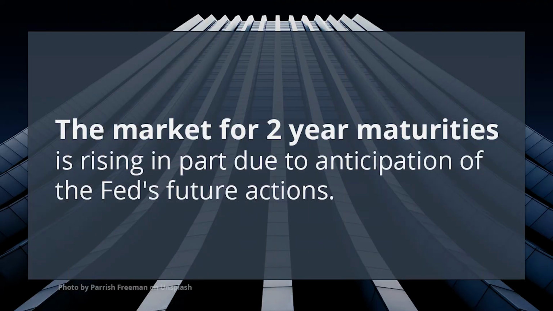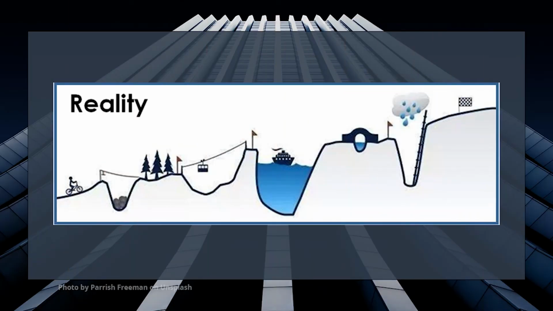Now, this is a very important part. The market for 2-year maturities is rising in part due to the anticipation of the Fed's future actions. The result is the 10-year versus the 2-year yield has inverted momentarily based on these future expectations. Now, this is also important for us to pay attention to. However, it brings us back to the point that one standalone data set based on expectations is not enough by itself to make an accurate prediction of the future.